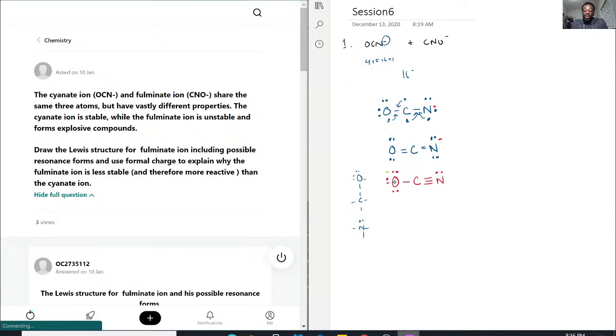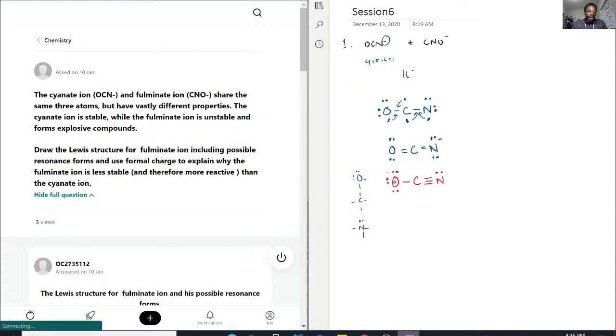I'm picturing most likely the oxygen one, where the oxygen has a negative, only because of the electronegativity and the affinity for electrons. I feel like the oxygen is more likely to take on the extra electron than the nitrogen. But this is what I'm thinking for cyanate, okay?